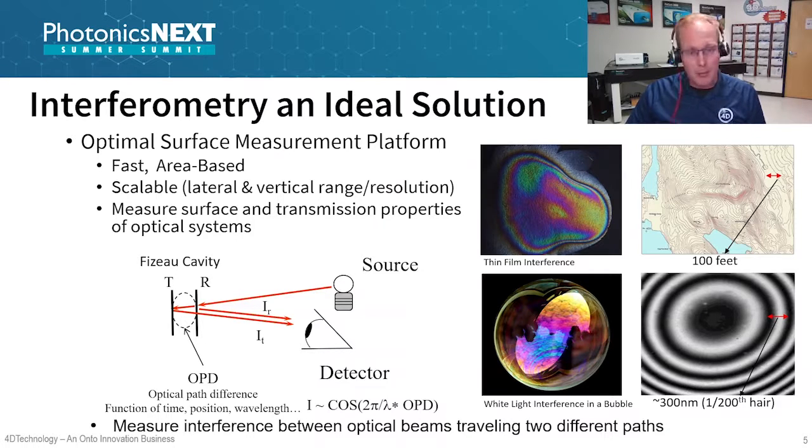Why interferometry is really ideal for these types of measurements is it's fast. It's an area-based type measurement that you can do over larger areas, and that area can be scalable as well as can your resolution with various optical setups, depending on the type of information and the type of resolution that you're trying to get in a particular application. Not only can you measure the surfaces, but you can also look at the transmissive properties of optical systems in their entirety, looking at wavefront error and things like that through an optical system. So interferometry really works out well for a lot of the applications that I showed in the prior slides.